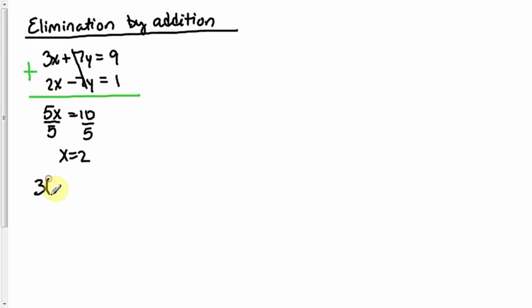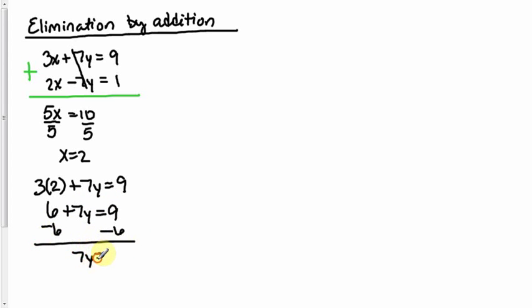So 3 times x, which is 2, plus 7y equals 9. 3 times 2 is 6, plus 7y equals 9. Subtract 6 from both sides. 7y equals 3. Divide by 7 on both sides of the equation, and y is the fraction 3/7. So your ordered pair solution here is (2, 3/7).